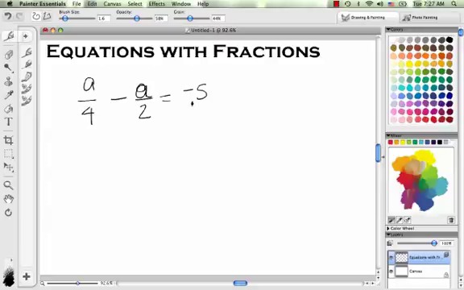The first step, since we don't have any distribution, is to actually make sure that every term is a fraction. So we already had a over 4. We have a over 2, that's a fraction, and we had equals minus 5. And so what I did was I drew a line under the 5 and put it over 1 and turned that into a fraction. Excellent.